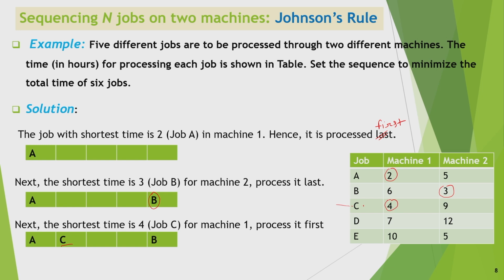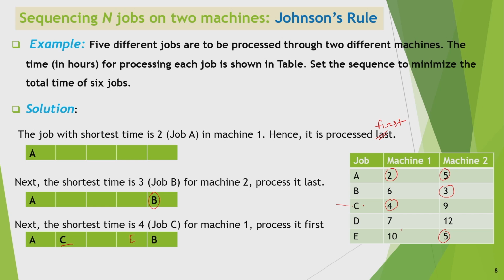Now, what will happen next? Next, you have the remaining jobs. So what to do here? You have 2 things, but A has already been assigned, so I cannot do anything to that one. So I have to assign E here.